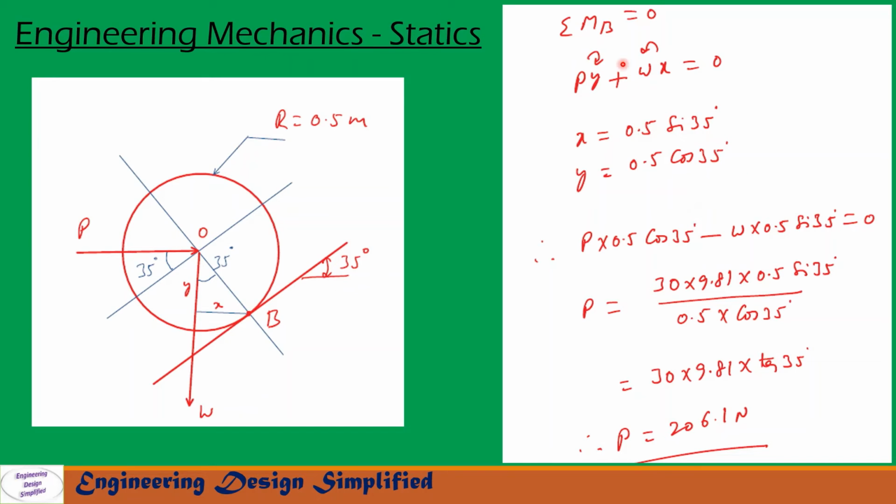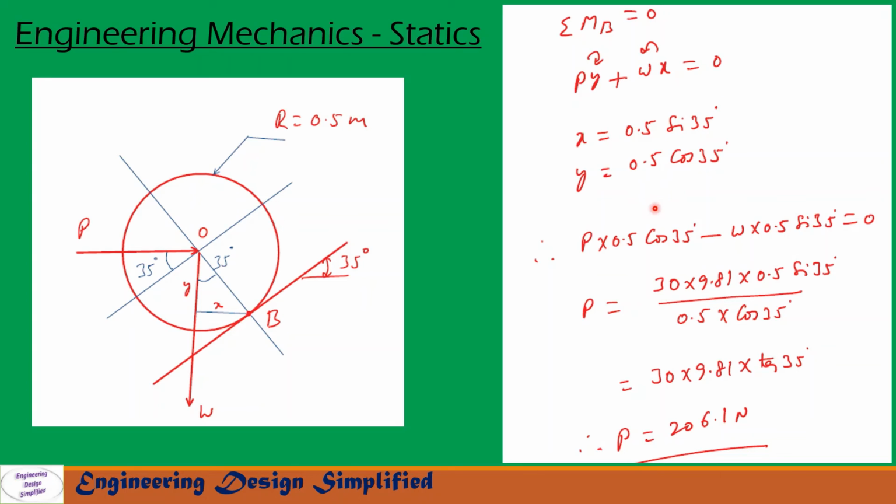Now let us take moments about point B. About point B, we have the horizontal force acting like this, and the horizontal force multiplied by this distance Y will give a clockwise moment. So P into Y is clockwise, plus W, the weight acting downwards, and the distance between B and this vertical line will be X. So the moment about B due to W will be W into X, in the counterclockwise direction. The summation should be 0 in order for the cylinder to be in equilibrium.